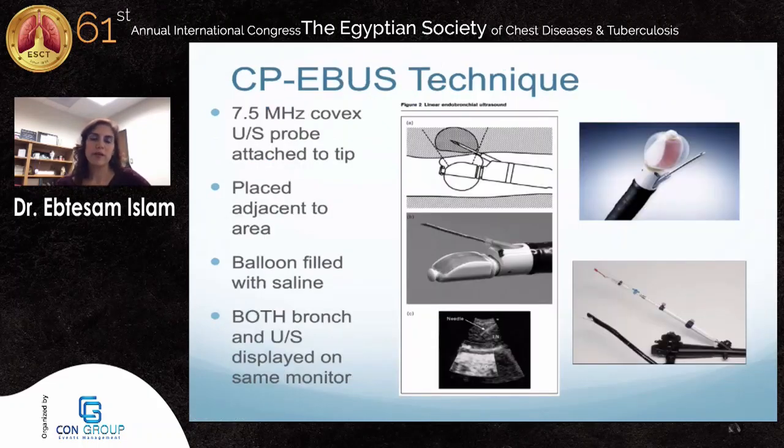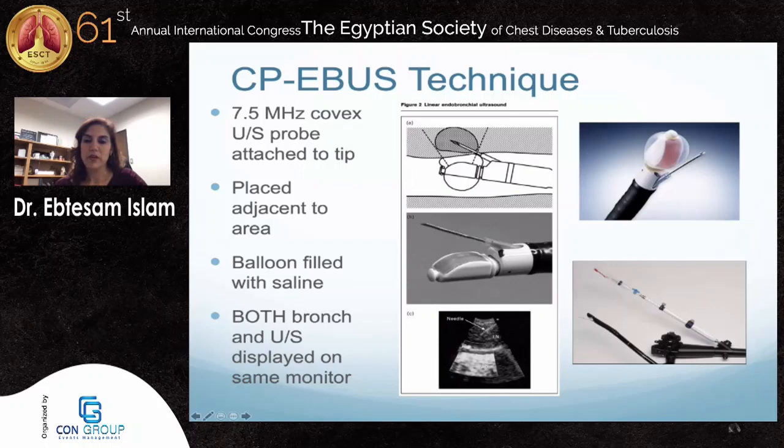The convex probe EBUS is a 7.5 megahertz convex ultrasound probe attached to a tip. This is placed adjacent to the area you're interested in, the lymph node that you're interested in. On the probe, you have a balloon filled with saline. That saline balloon makes contact with the wall, and you have your needle coming in to biopsy the lymph node of interest. When you do EBUS, your screen shows both the bronchoscopy, your bronchoscope airways, and your ultrasound images.